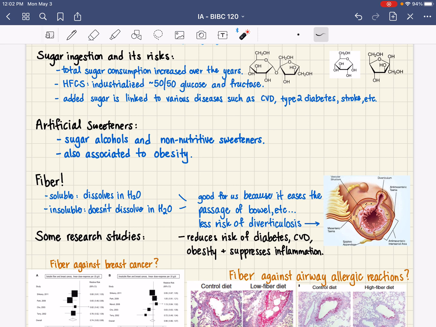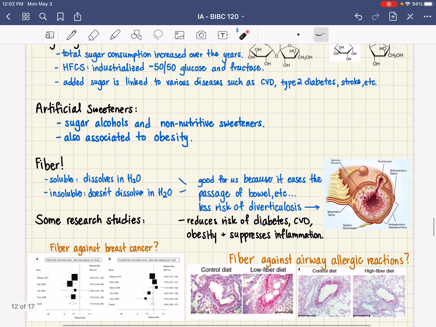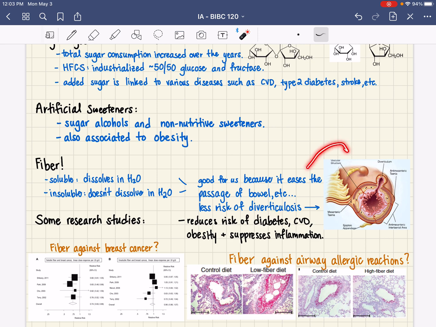Then we moved on to talk about fiber, and we talked about two types of fiber that exist, soluble and insoluble. Soluble fiber is distinct because it dissolves in water, whereas insoluble fiber does not dissolve in water. Both types of fibers are found to be good for us because they increase the bulk of the feces. It eases the passage of the bowel through our colon. It helps us have less risk of diverticulosis, and I will get to what that is in a second.